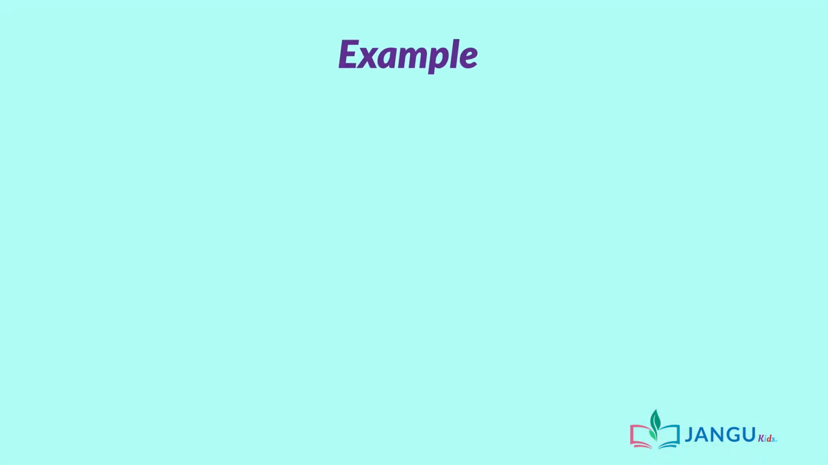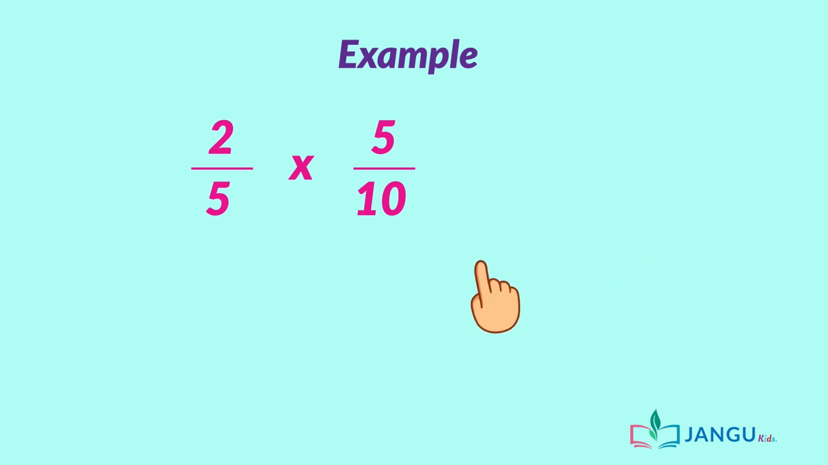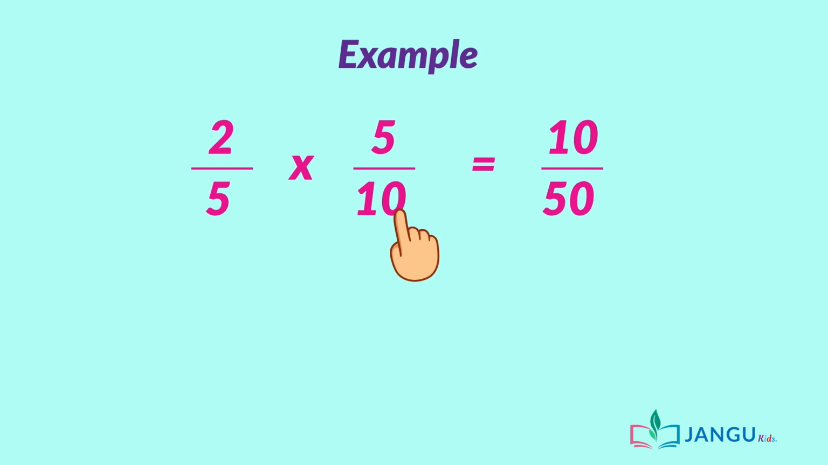Now let's try an example and see how it goes. 2 over 5 multiplied by 5 over 10. Step 1. You multiply the numerators. 2 multiplied by 5 equals 10. Step 2. You multiply the denominators. 5 times 10 equals 50.